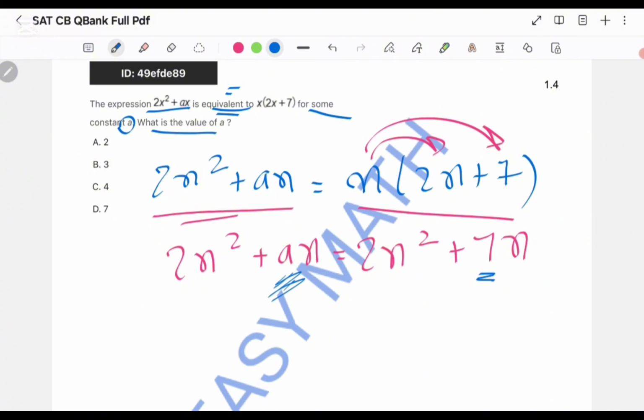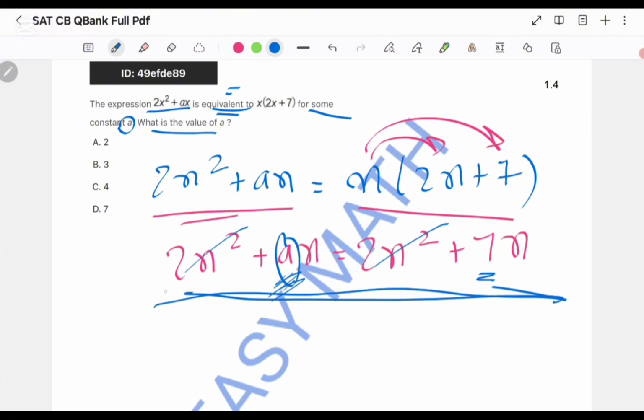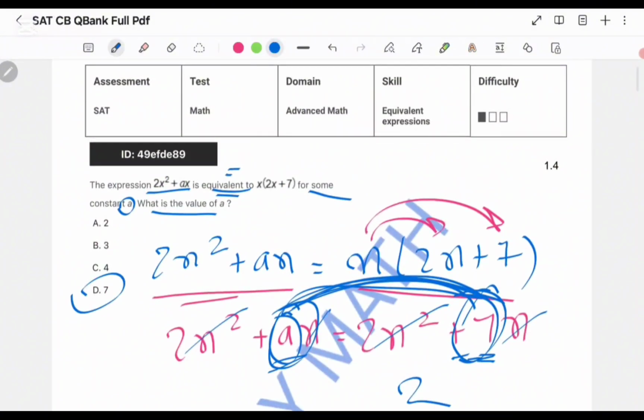Directly, you can do this by just looking at it, because what is A? You know, these both are equivalent. And since the first one is like the first one, you know, you have the x, you can directly say that A is equal to 7. So the answer choice is D.